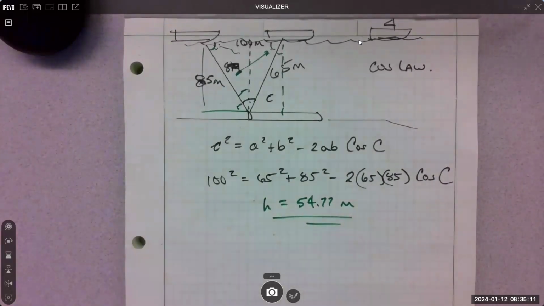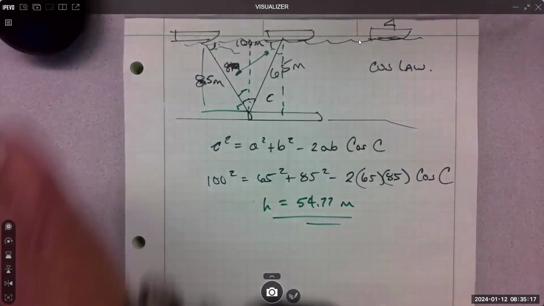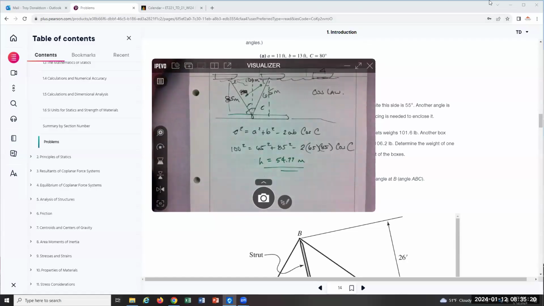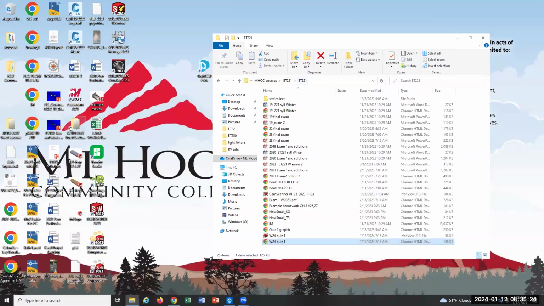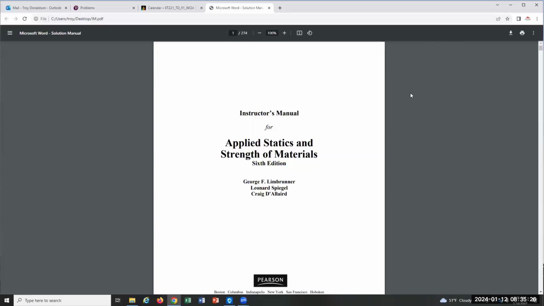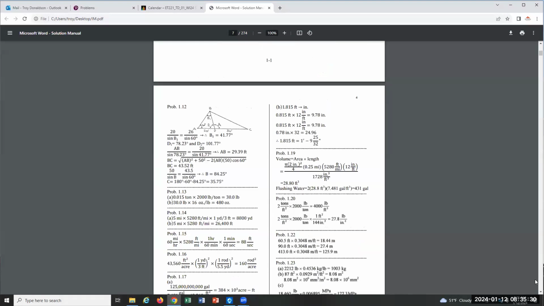They got 54. I got, probably my rounding. You never know. I can look. I have the magic book. Oh, but it's the wrong book. Well, we might be able to find the problem.